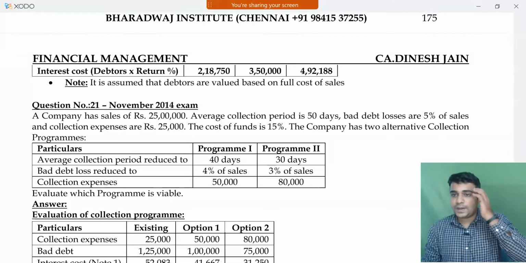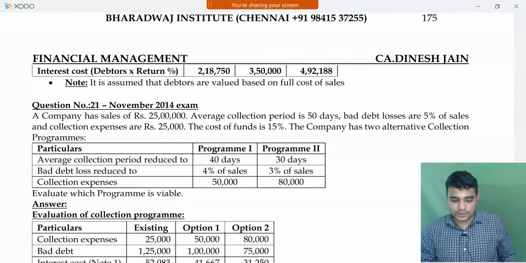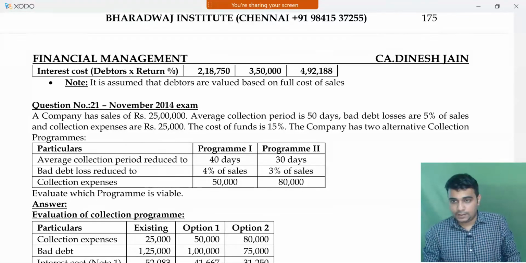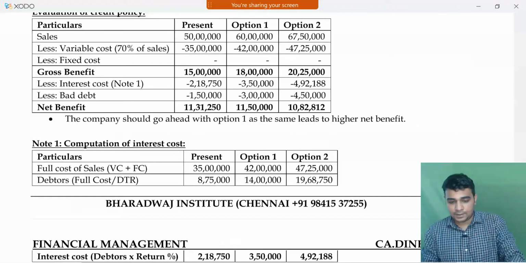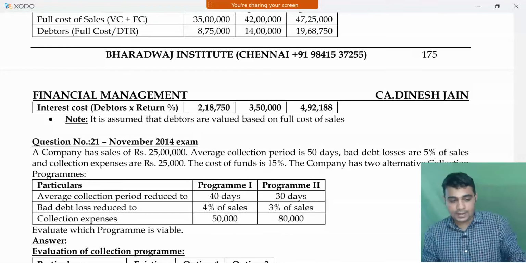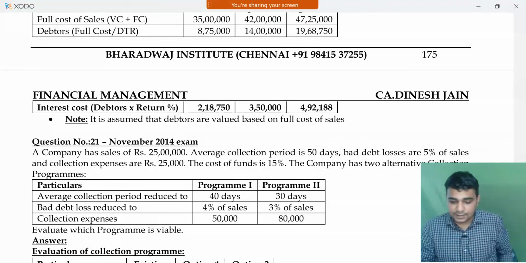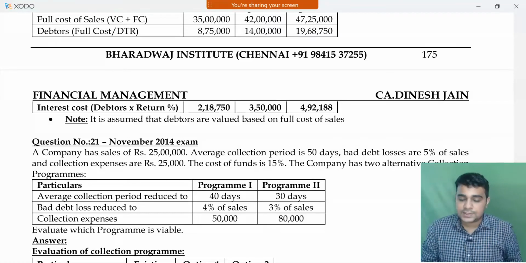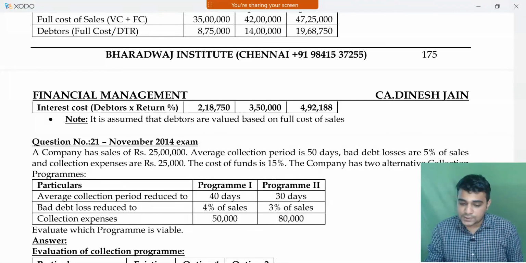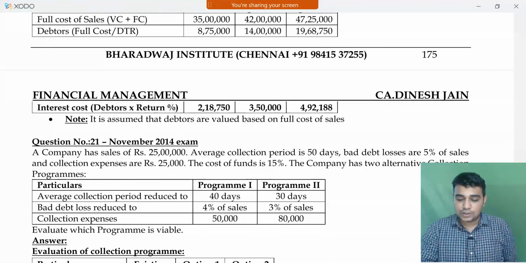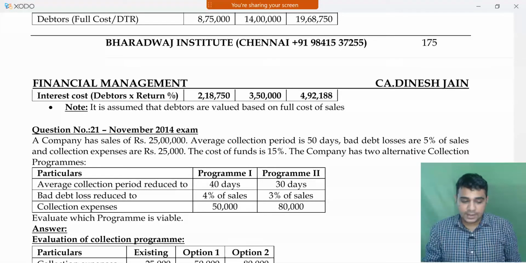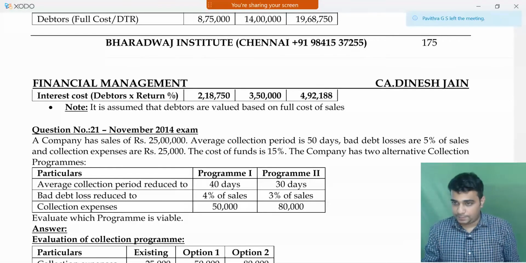Okay, let's come to 21. It's a slightly different question. Any doubts on the earlier question? Okay. A company has sales of 25 lakh, collection period is 50 days, bad debt loss is 5%, collection expense is 25,000, cost of funds is 15%. Two alternative collection programs, evaluate which program is viable.